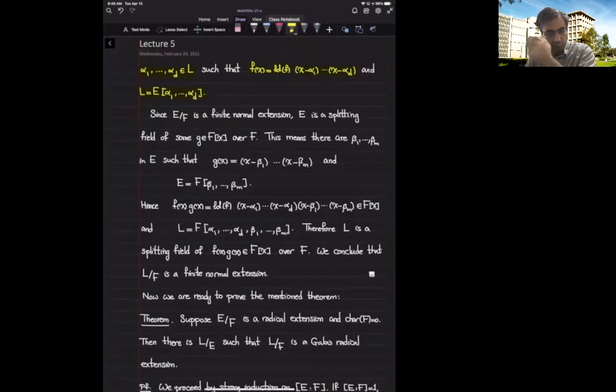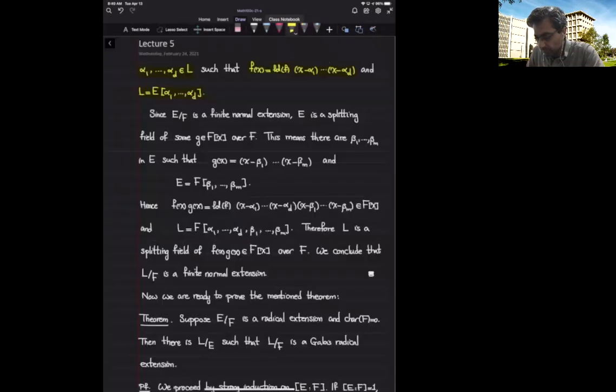But we have another part of the hypothesis, which says that E over F is a finite normal extension. We have seen that being a finite normal extension is equivalent to saying that it's a splitting field of some polynomial with coefficients inside the base field. So E is a splitting field of some polynomial. We don't know what the polynomial is, but definitely there is such a polynomial, some polynomial g in F bracket X, and E is a splitting field of this polynomial over the base field capital F.